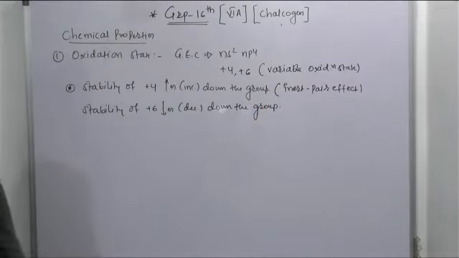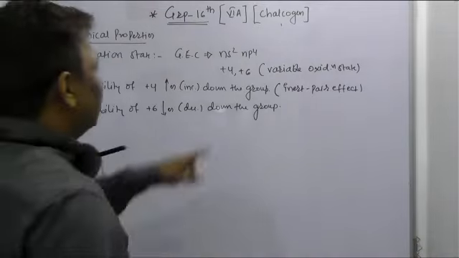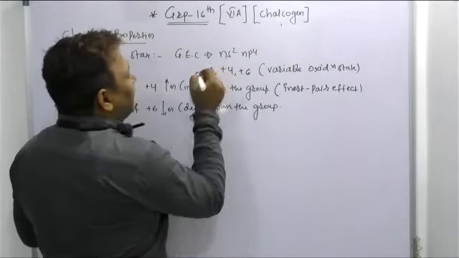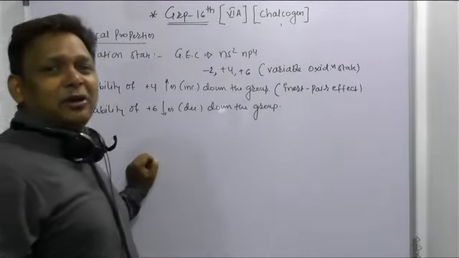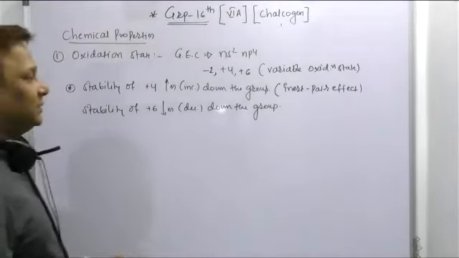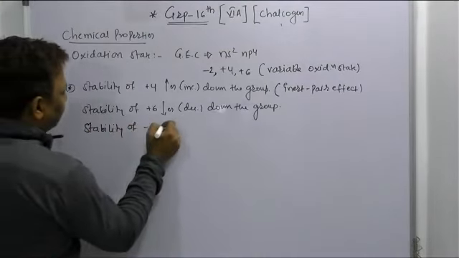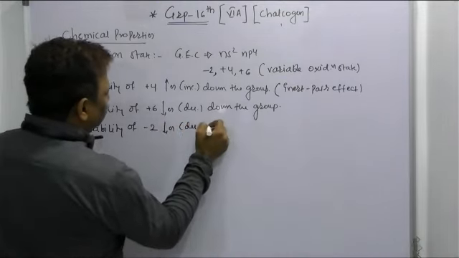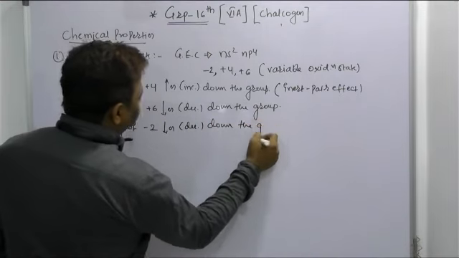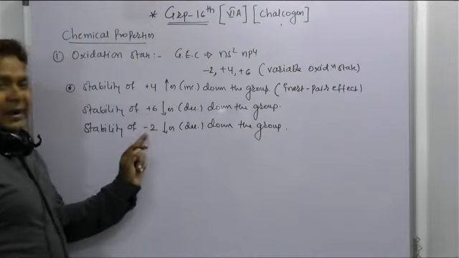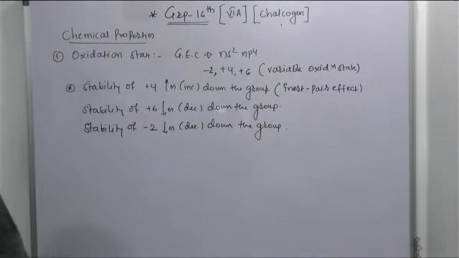So this is the general form we wrote here. At the same time, these elements also have the tendency to exhibit the -2 oxidation state. 4 + 2 is 6, so by gaining 2 electrons, they may also have a -2 oxidation state. The stability of -2, beta, also decreases down the group. So +4 increases, +6 decreases, and -2 decreases down the group, right? Very good, beta. Write down this one.